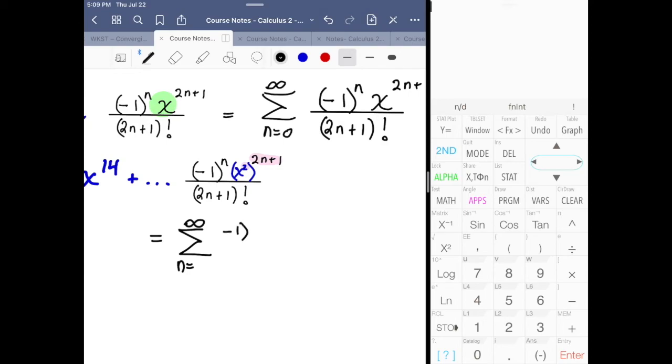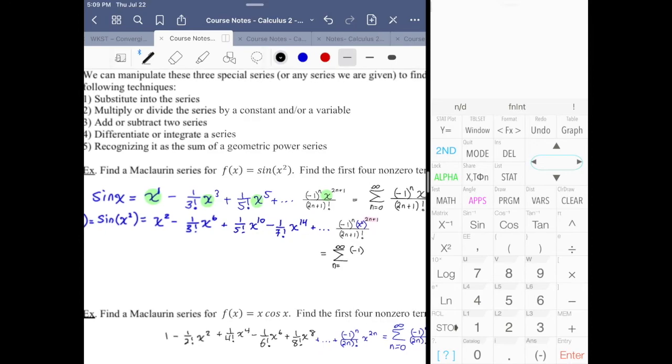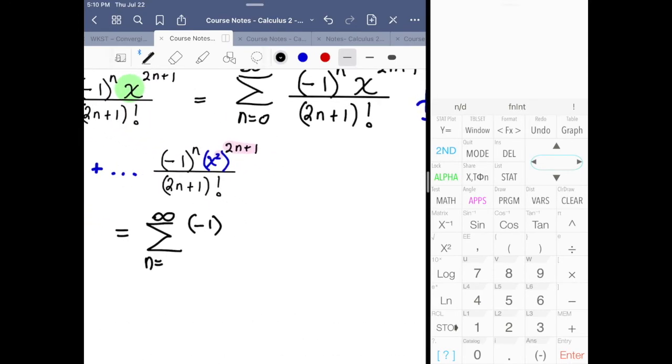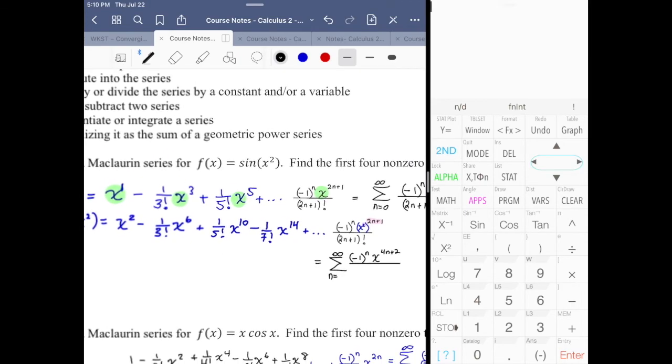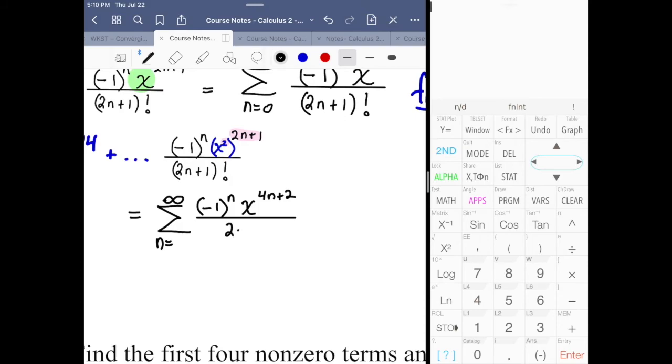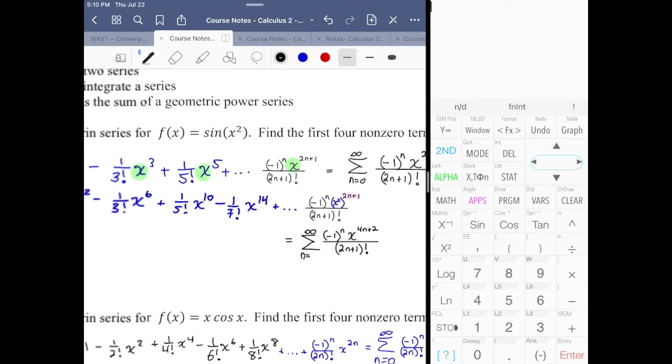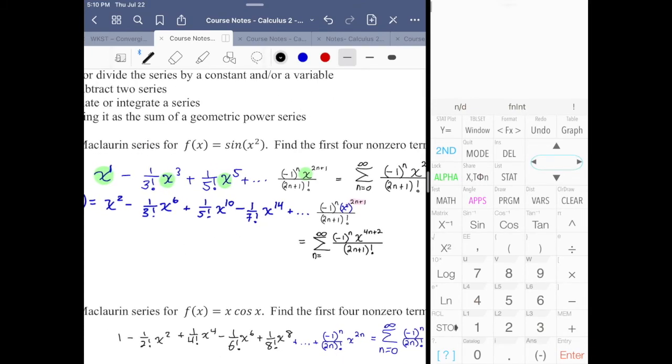So we'll say n equals, we know we're going to infinity, negative 1 to the nth. The alternating nature didn't change, so negative 1 to the nth is fine. x to the 4n plus 2 over, now did our factorials change? Our factorials remain the same. So 2n plus 1 factorial.